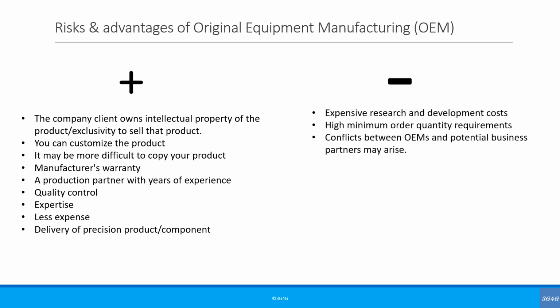Some disadvantages of working with OEMs. Research and development still has to be done by the client company. This means more time and expense. There may be a high number of order quantity requirements. Conflicts between OEMs and potential business partners may arise. It's up to the specific OEMs and client companies to hammer out their own unique partnership model and sync together to make it work.